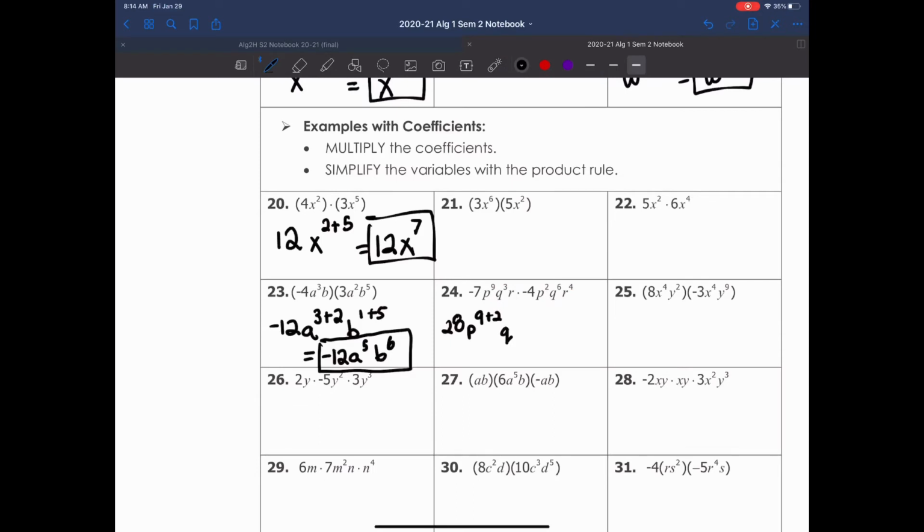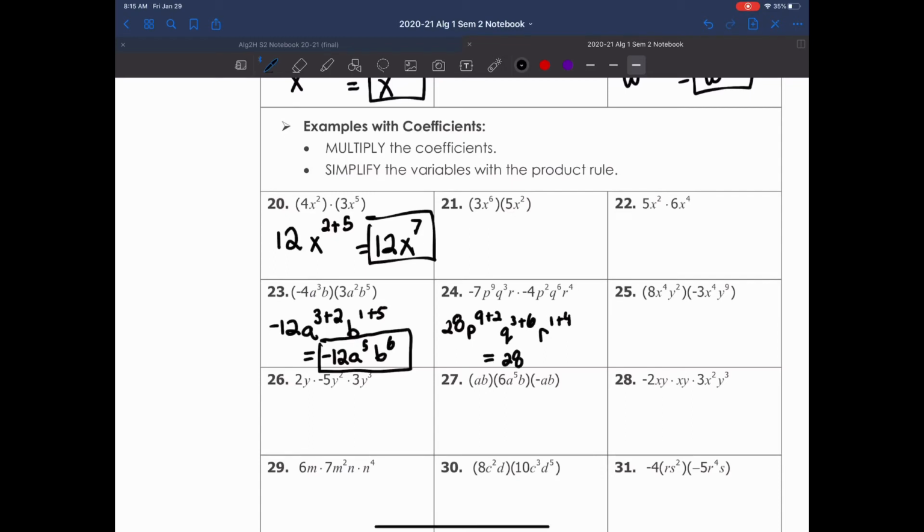Q to the 3 plus 6. All right, last but not least, let's look at those r's. We have r to the 1st times r to the 4th. So that means I can add the exponents together. R to the 1 plus 4. And this is all going to simplify to 28.